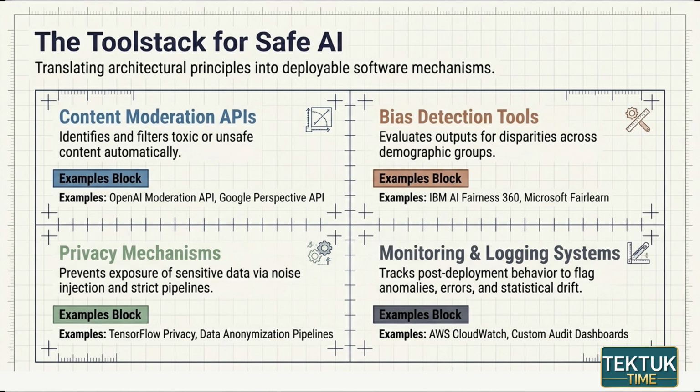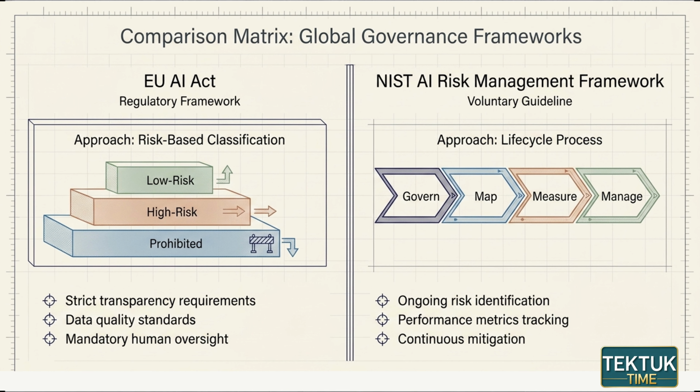But software doesn't just exist in a vacuum, right? It exists under the law. We have to look at the two major global governance frameworks that are currently shaping how we deploy AI around the world. The fundamental difference you need to grasp here is their approach. The EU AI Act is strict regulatory law. It uses a really rigid risk-based classification system, labeling AI systems as low risk, high risk, or totally prohibited. And it demands mandatory human oversight.